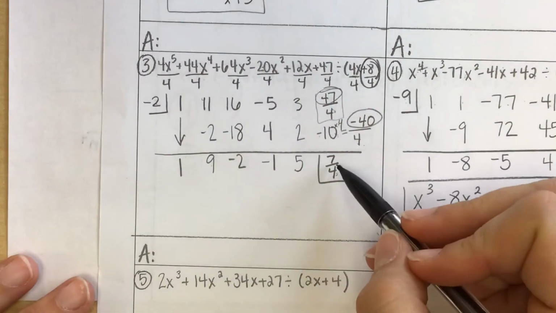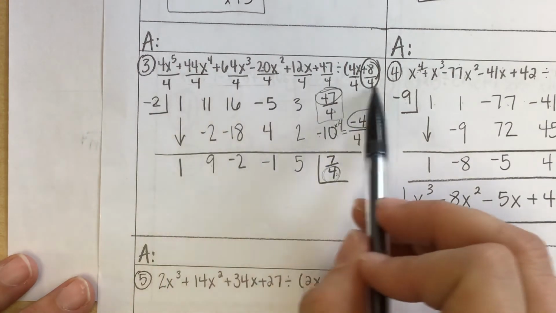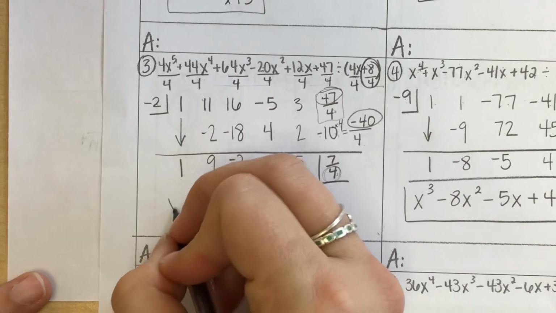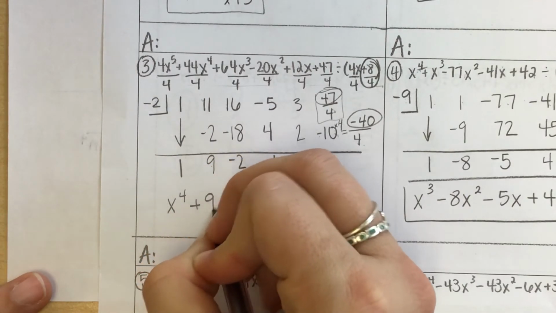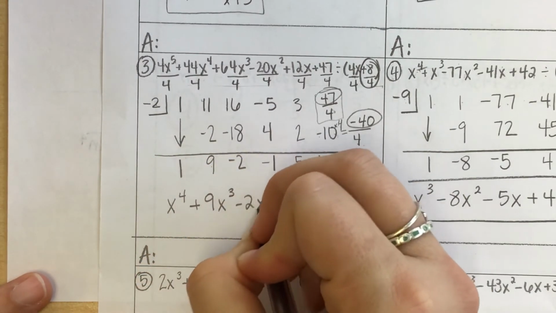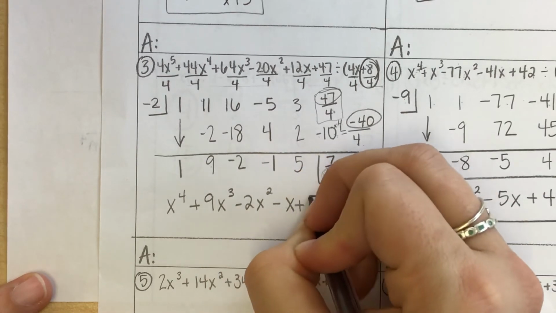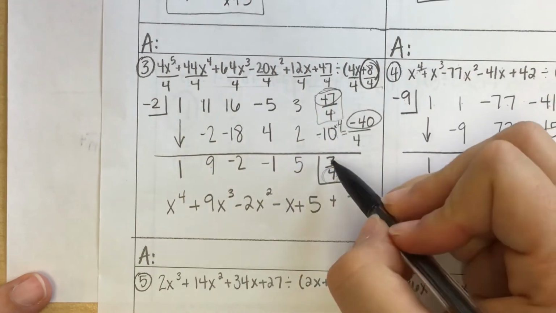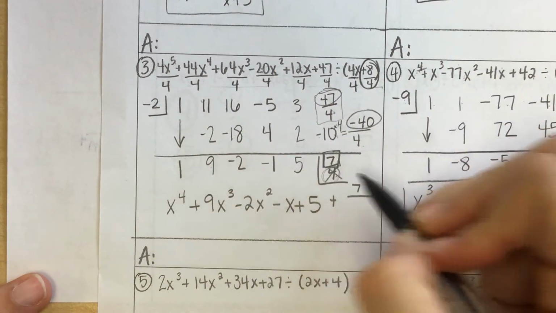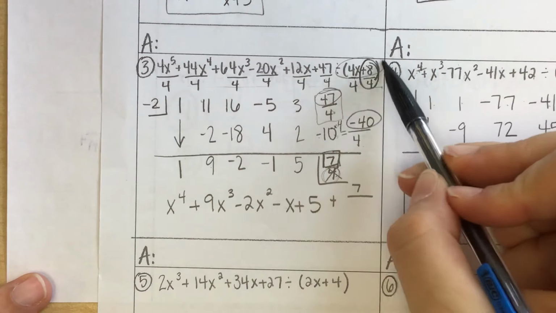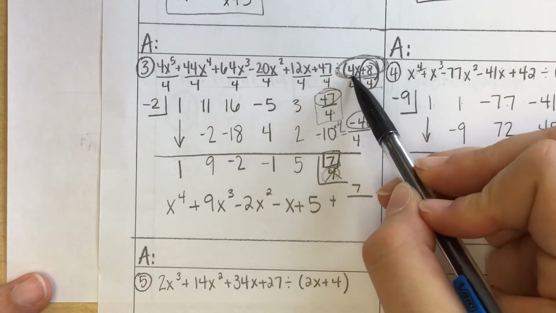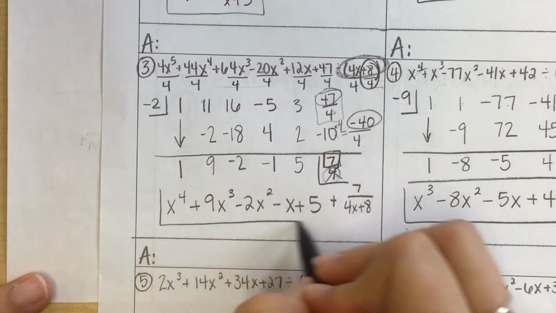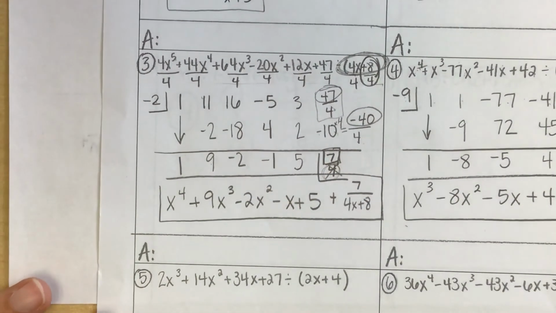But again, you got to make sure this bottom number is the same as this number up here that you're dividing by. So this was x to the 5th, so my answer is going to be x to the 4th plus 9x cubed minus 2x squared minus x plus 5. This is a positive, so 7. So we only use the top number. We don't care about the bottom number. And then we divide it or put it over the original thing we were dividing by. So 4x plus 8. And that is your answer.